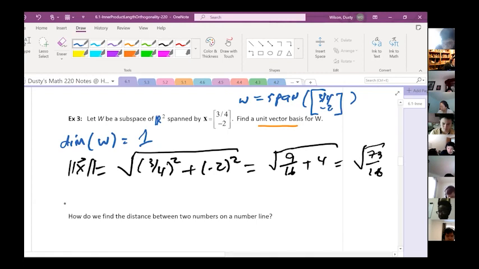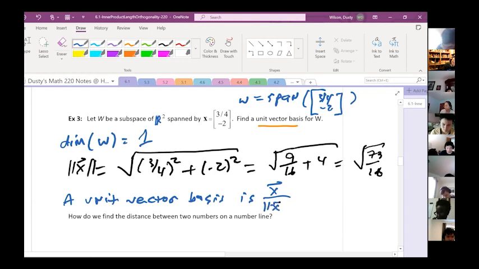So a unit vector basis is x over the magnitude of x, or this would be 4 over root 73 times (3/4, -2).